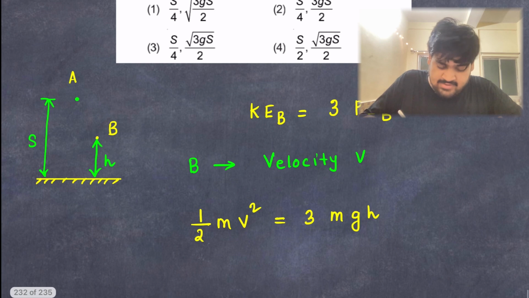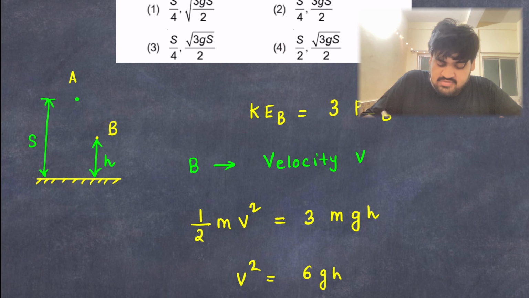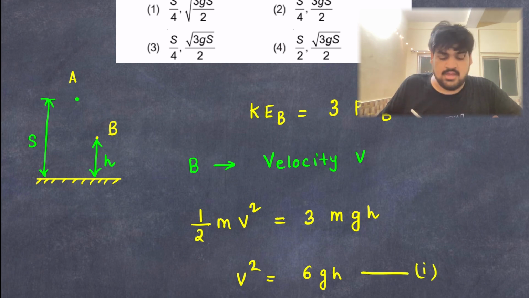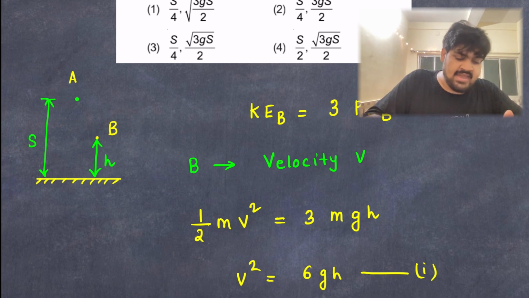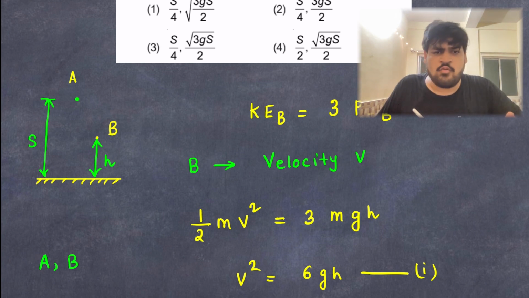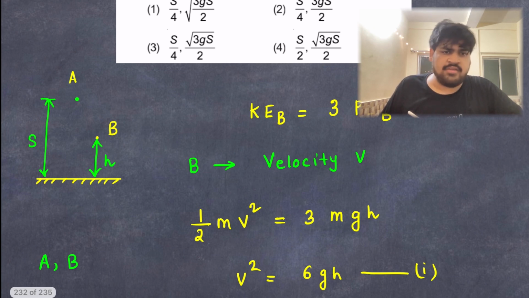So from here we get that v square will be equal to 6gh. So this is our first relation, which we got on reading the question and solving. Now for the second relation we need to apply energy conservation between the points A and B. Any question on gravitation or work power energy, think whether energy conservation can be applied. Here energy conservation can be easily applied between point A and point B.